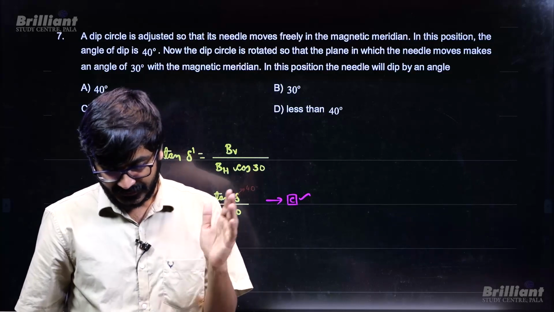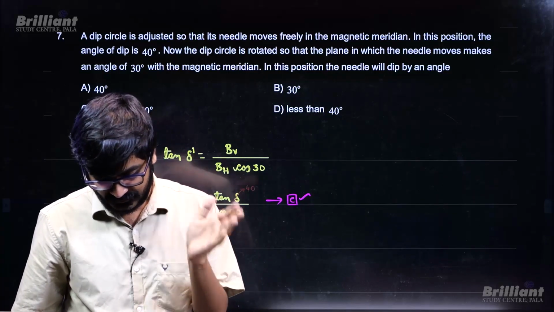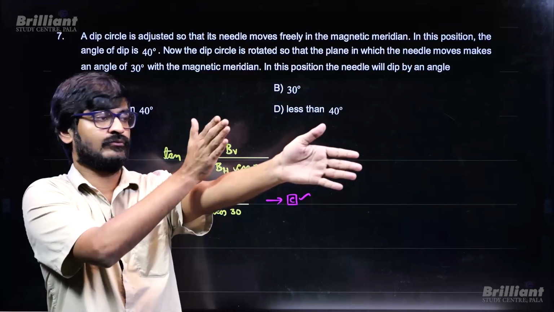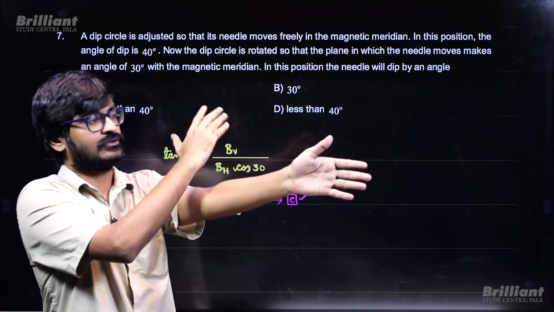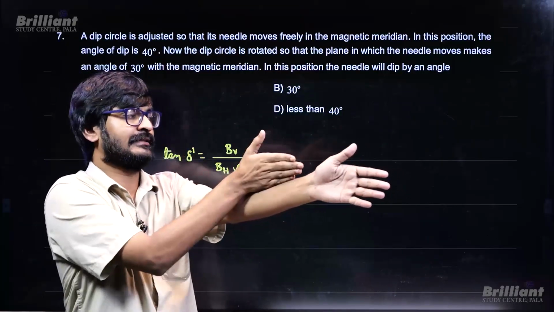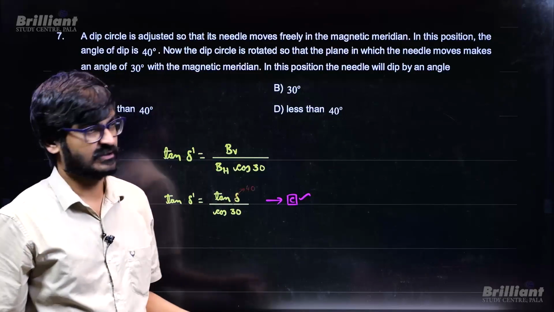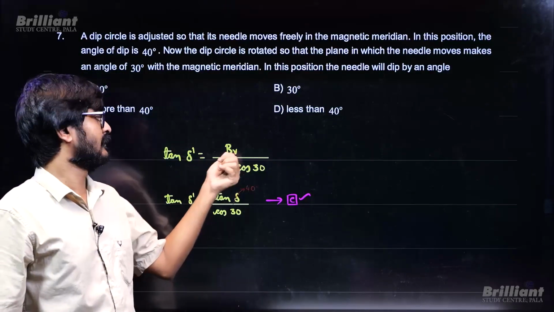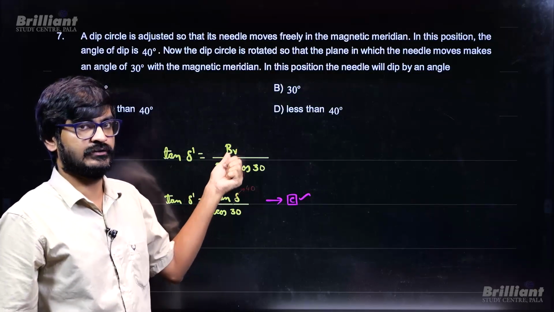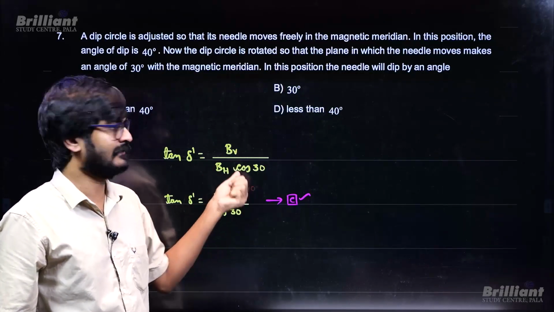Now the dip circle is rotated so that the plane in which the needle moves makes an angle of 30 degrees with the magnetic meridian. Again, we are not putting it in this plane, we are putting it in some other plane. In this other plane, the vertical component is BV only, and the horizontal component is going to become BH cos 30. So the new dip angle will be the new vertical component by the new horizontal component. The new vertical component is the same as old, and the new horizontal component is BH cos 30.